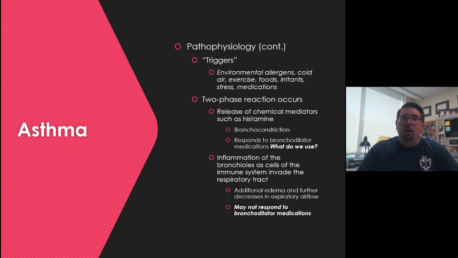We also know that additional edema will cause more problems, and if the edema and the inflammation or the constriction is significant enough, they may not respond to our bronchodilator medications without it being administered through some form of positive pressure ventilation, either through an endotracheal tube with a T-tube nebulizer, or in the case of a bag valve mask, with an inline nebulizer as well.